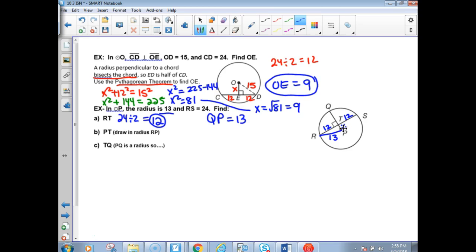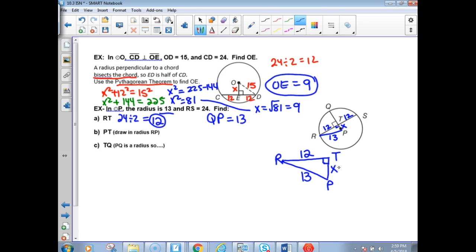Now, if that looks a little too tiny to you, I'll just draw it a little bigger. R, T at the top. P would be down at the bottom here. I have an X on the T to P. I have a 12 on the R to T. And I have a 13 on RP because it's the radius. We got a little baby right triangle here. That would be a right angle.